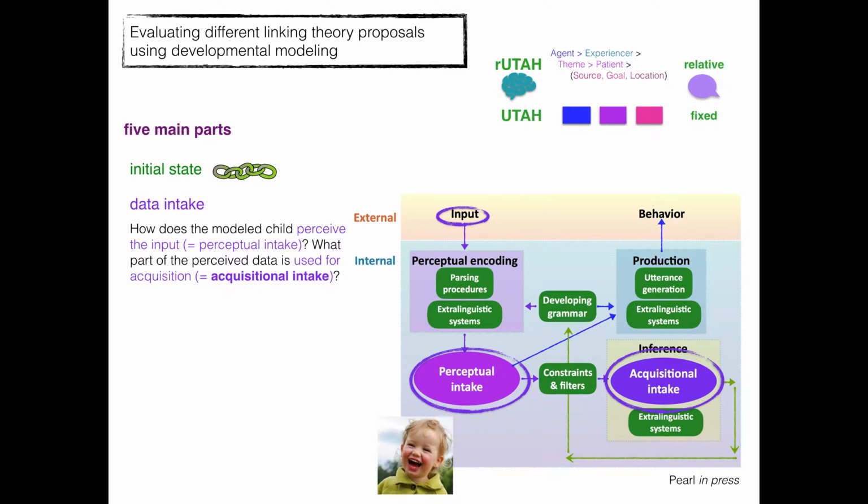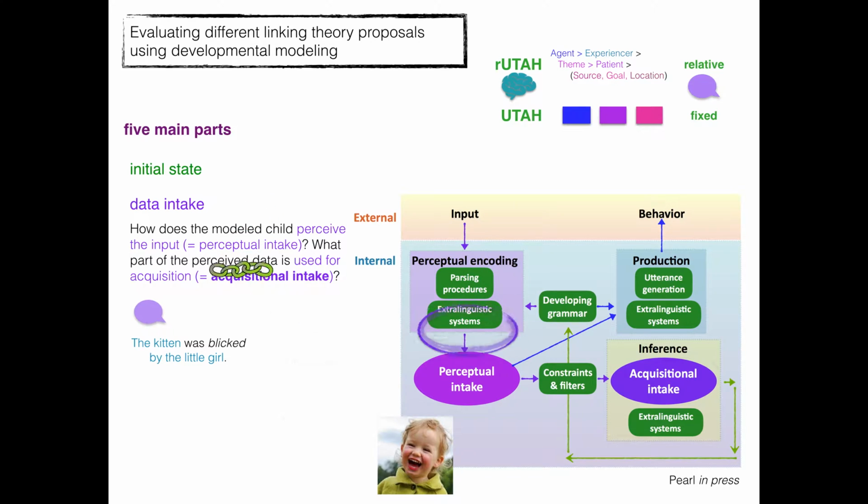Then we talk about the data intake. So how does the modeled child perceive the input that they're getting, right? How do they extract signal? What signal are they able to extract, which becomes their perceptual intake? And what part of that perceived data, that extracted signal, is actually used for acquisition, which is the acquisitional intake over here.